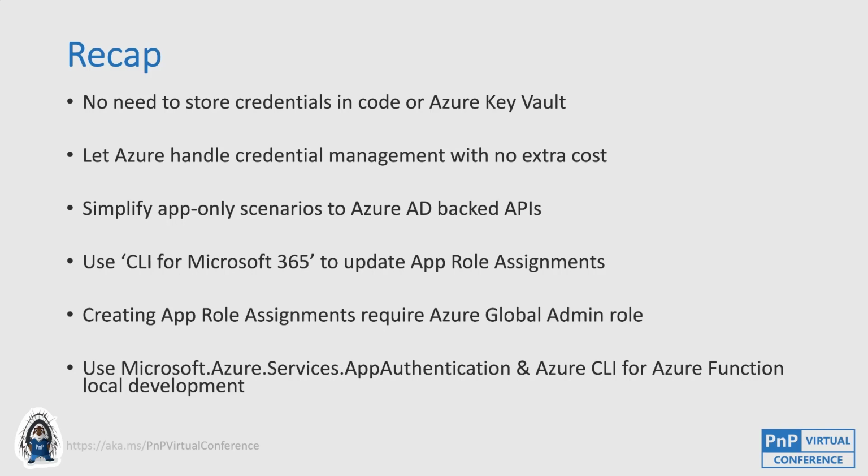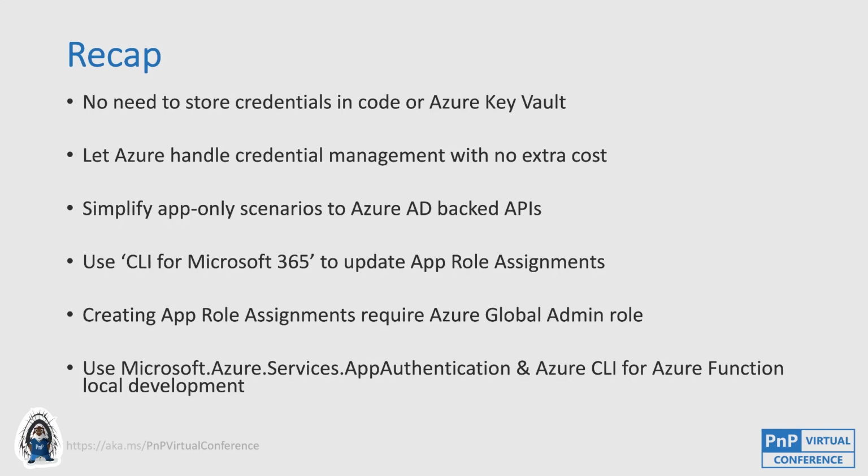And we've also seen that we can use the CLI for Microsoft 365 to update the role assignments on those service principals that are created in Azure. Because we can't do it through the Azure portal, we found that there's a really easy, simple way of adding those app role assignments, and also from within the portal itself using the Azure Cloud Shell. Now, there is one thing to point out: creating those app role assignments does require the Azure Global Admin role. So this is something that you need to take into consideration when deploying managed identities into production tenants. It's probably a good idea to speak to the administrator at that point.